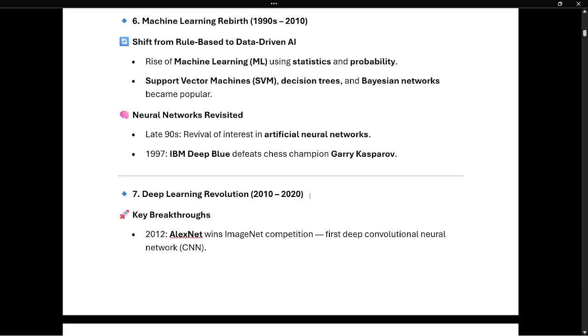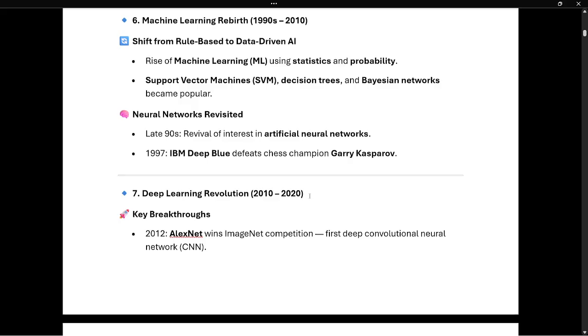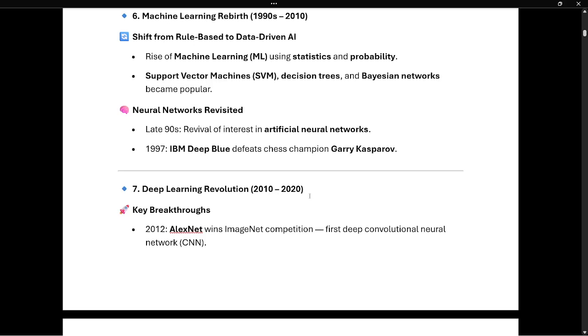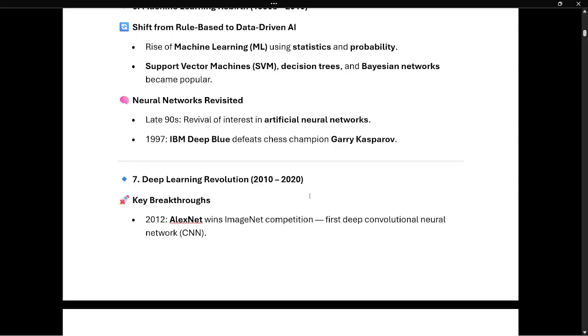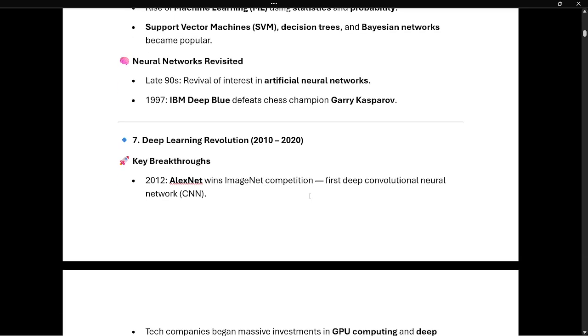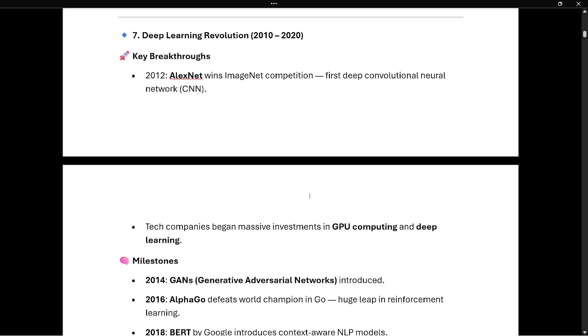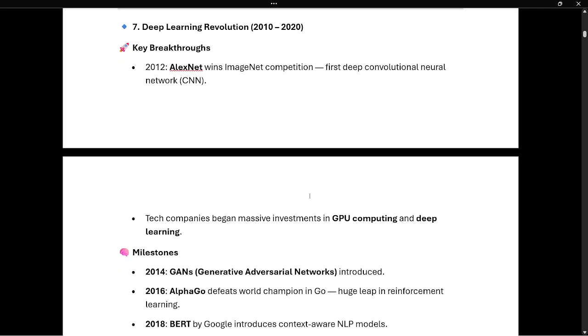Then after 2010 deep learning comes into the picture: AlexNet wins the ImageNet competition, the first deep learning win. So this is the history. We need to understand how AI started, what the eras of AI were, how rule-based systems gave way to machine learning, then machine learning advanced to deep learning, and deep learning leads to AI agents. From 2010 onward, deep learning comes into the picture with GPU computing.